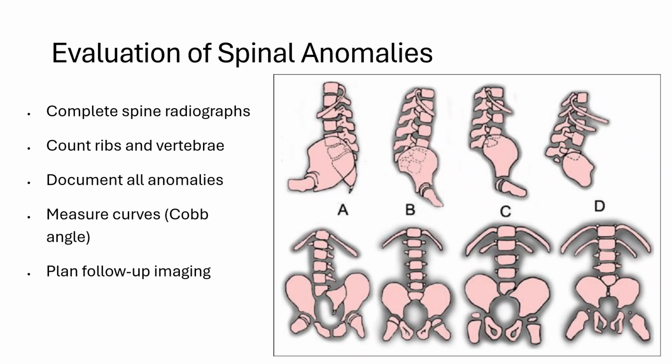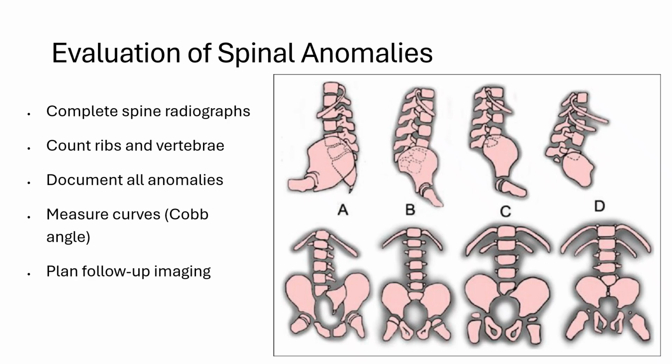Counting ribs and vertebrae provides crucial information because numerical abnormalities often accompany structural defects. A child with 11 ribs instead of 12 or 6 lumbar vertebrae instead of 5 may have associated vertebral anomalies that require evaluation. Document all anomalies you identify because the pattern of abnormalities helps predict progression risk and guides treatment decisions.